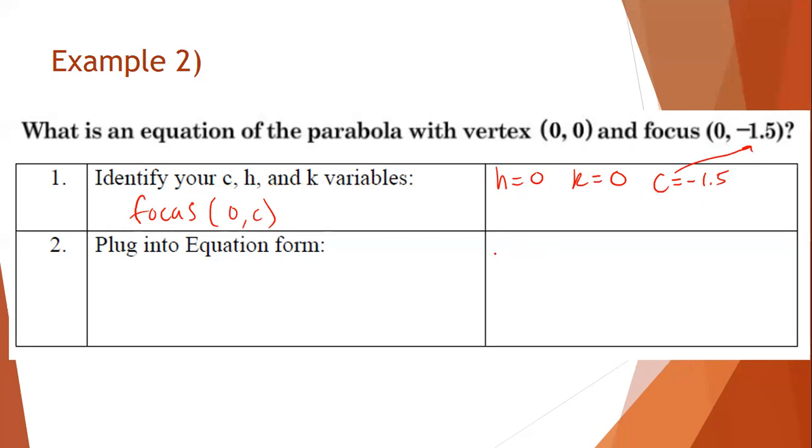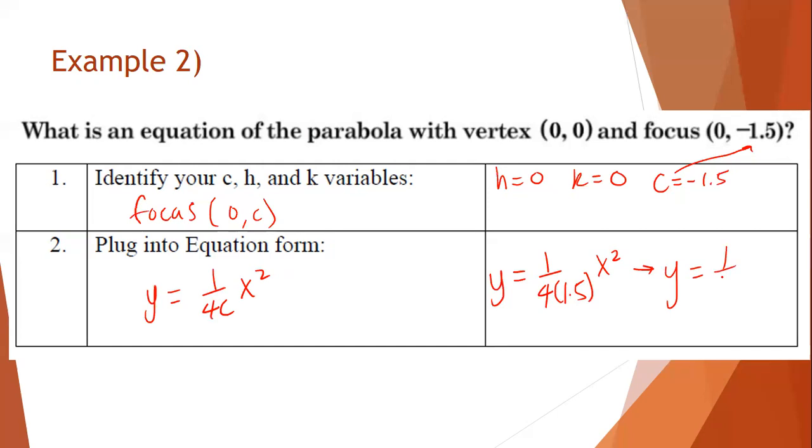Once you've identified your variables, then you're just going to plug them into the equation. Y equals 1 over 4cx squared. So that gives me y equals 1 over 4 times 1.5 x squared. So y equals 1 over 6x squared.